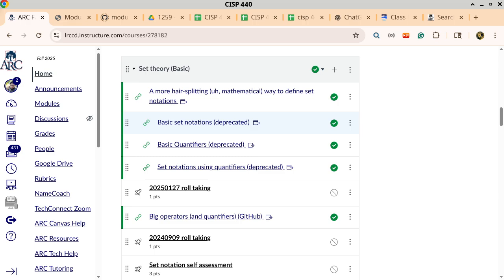Is that okay? All right. As a class, I'll give you the opportunity to vote on which one we should read first. Should we read the new one, which is the hair splitting one, or the other ones?